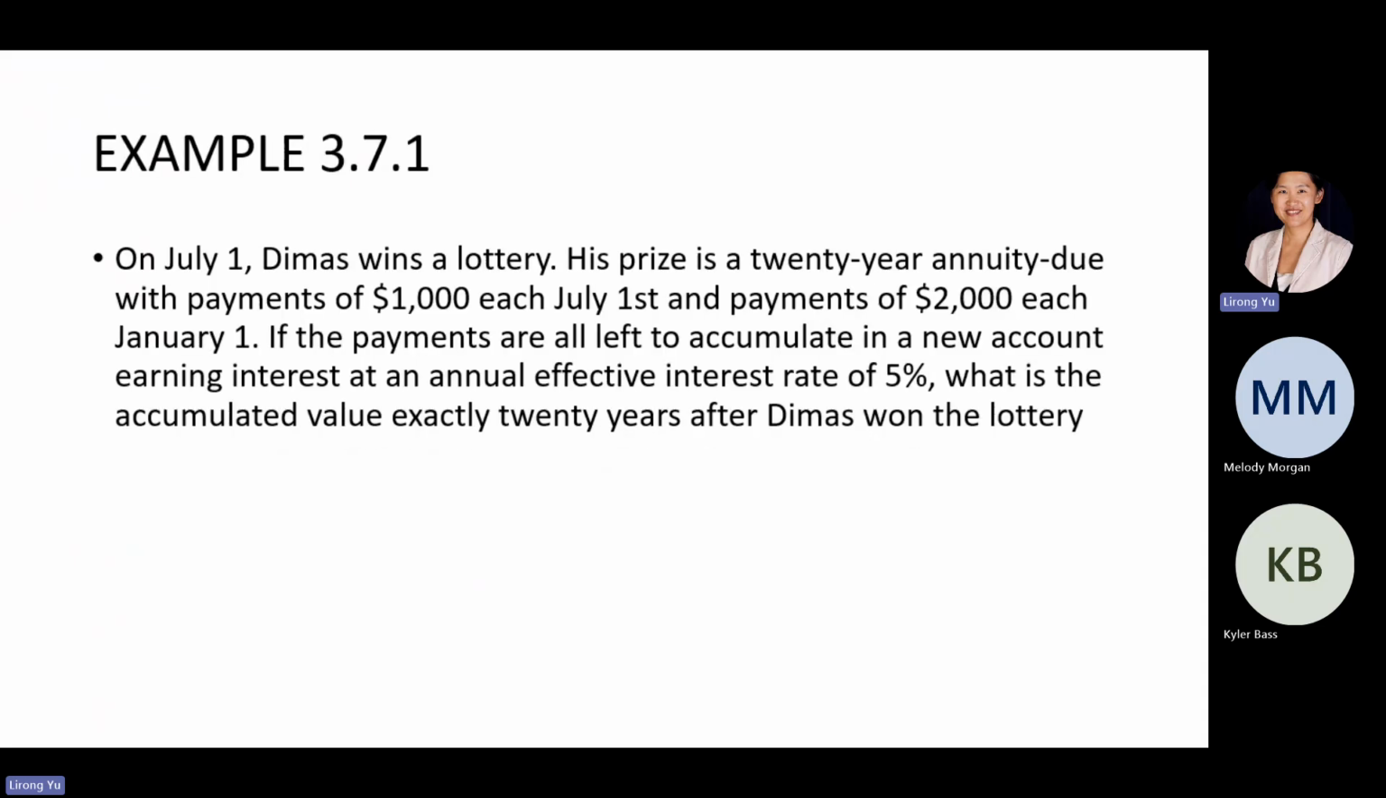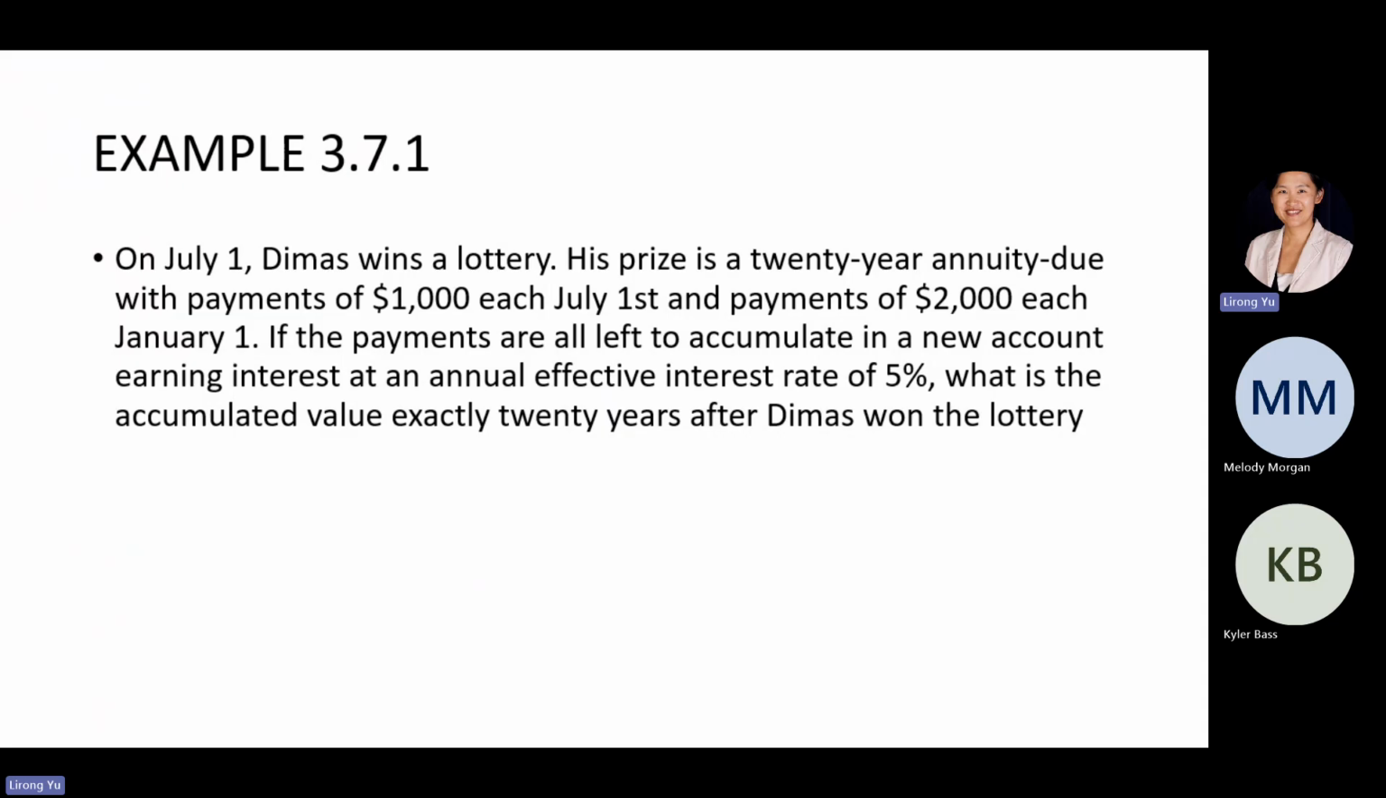Right. Start with the first example. And you can see it's very similar to what we already did. It's talking about a lottery. The lottery has a prize that is a 20-year annuity due with payment of 1,000 each July 1st, and a payment of 2,000 each January 1st. If the payments are all left to accumulate in a new account, earning interest at an annual effective interest rate of 5%, what is the accumulated value exactly 20 years from the time that this person won the lottery?